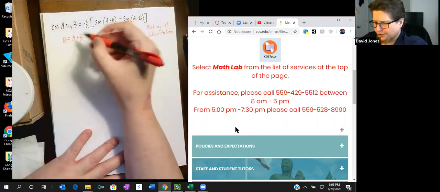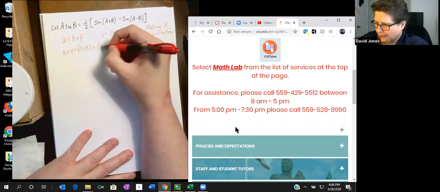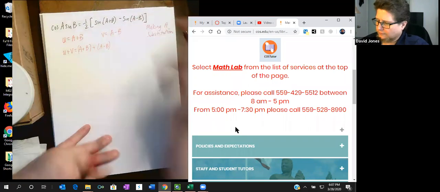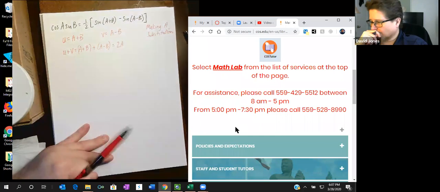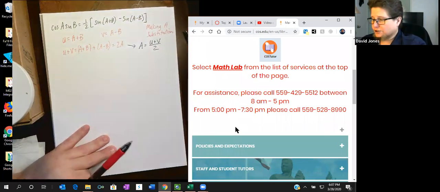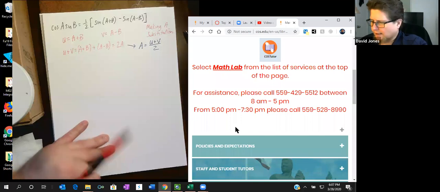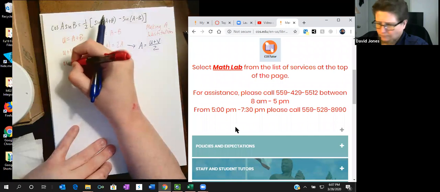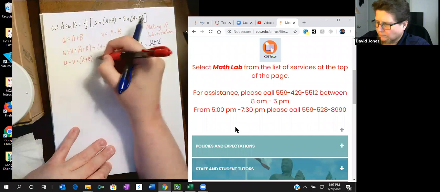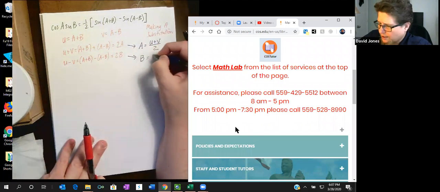So if I add together U plus V, I get A plus B plus A minus B. The B's cancel out, that's 2A. So A equals U plus V over 2. If I solve for A right there, now let's look at U minus V. This equals 2B. And this tells me B equals U minus V over 2.